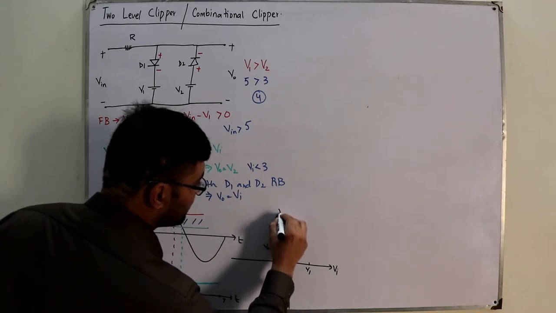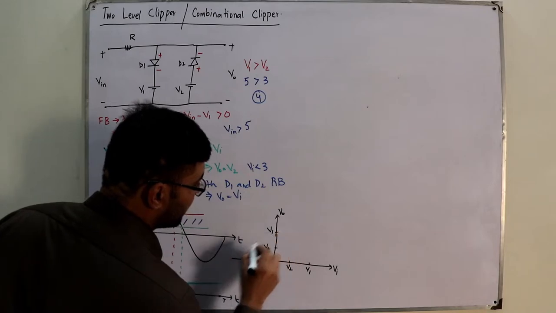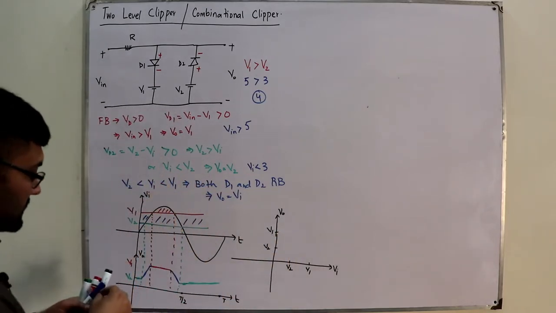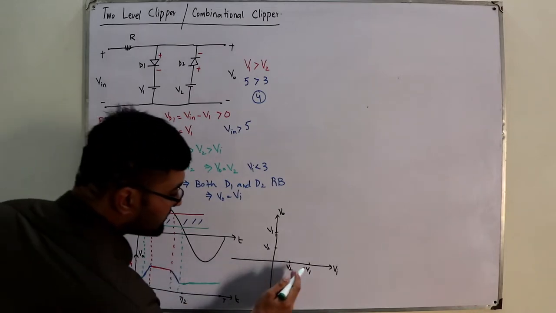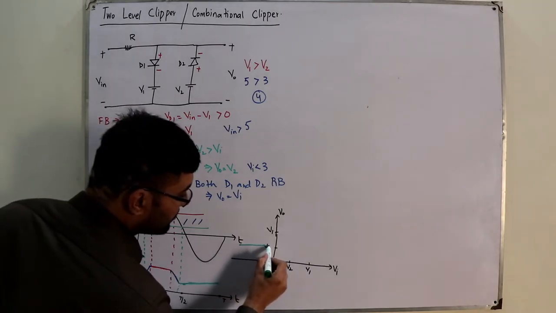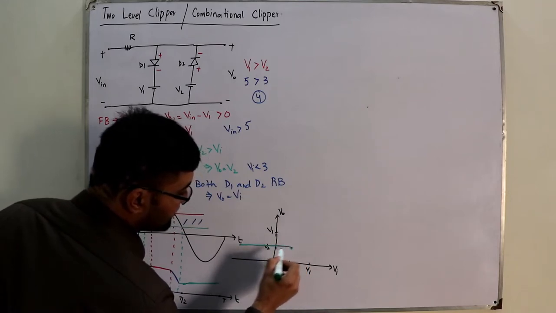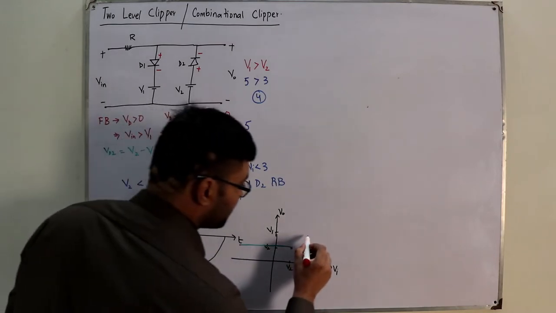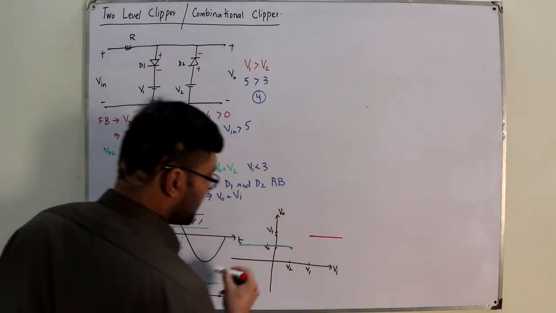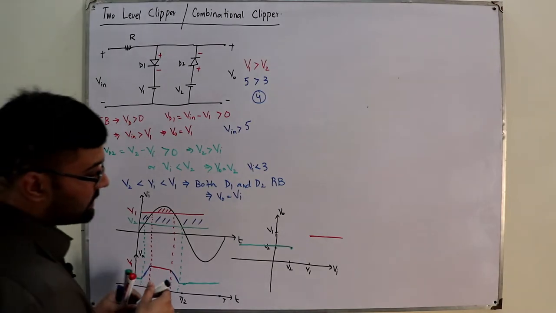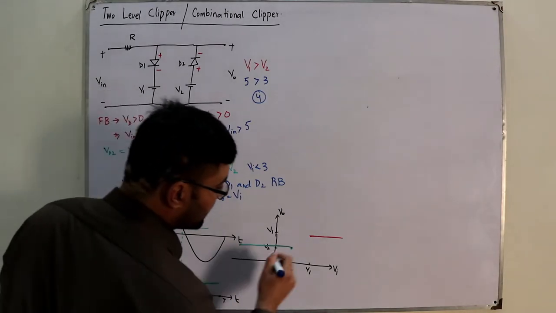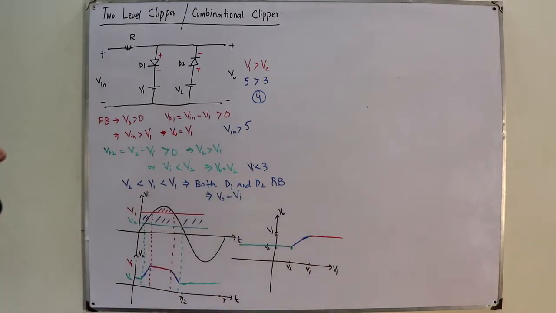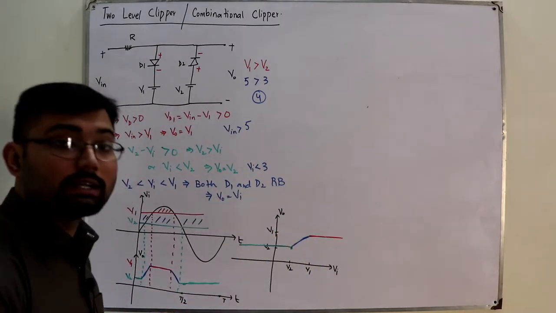Fine? Yes. This is, let's suppose, V1. So when the input voltage is less than V2, output is V2. When the input voltage is greater than V1, output is V1. And in between the two, output is equal to input. So that is a straight line of slope equal to 1. Isn't it like this? It is. And I hope that you have understood the circuit.